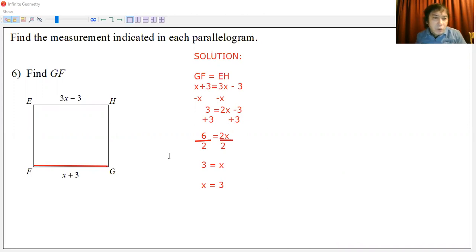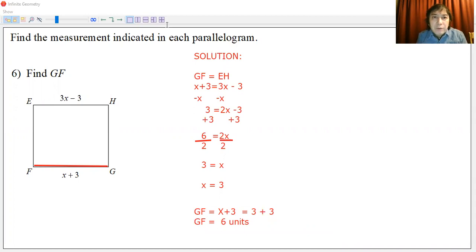We are now ready to solve for GF. Now the expression for GF is equal to x plus 3. So this is equal to our x, which is 3. We add 3. GF is 6. GF is 6 units. There. So our answer is 6.